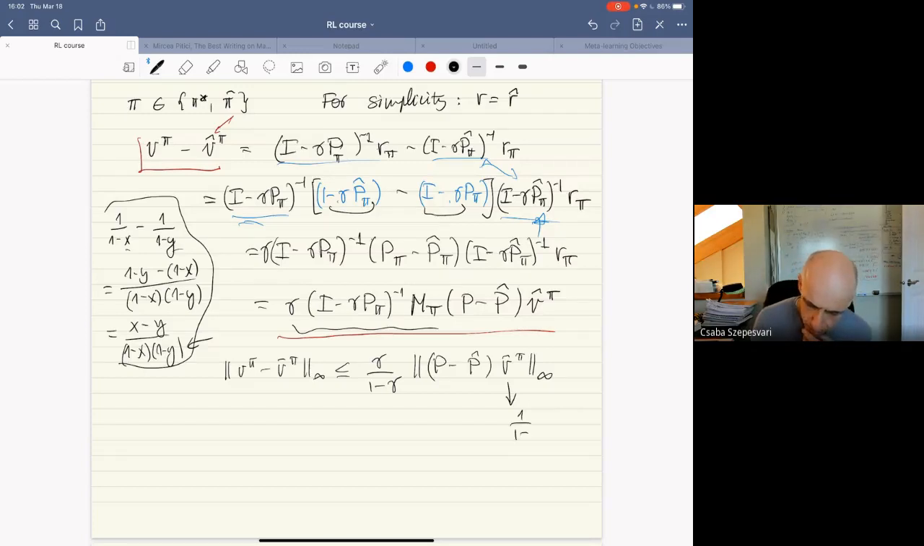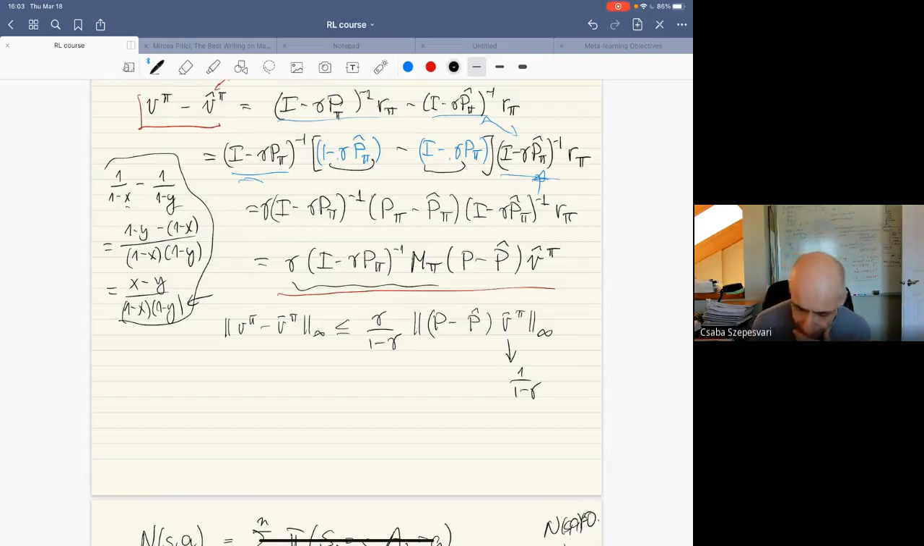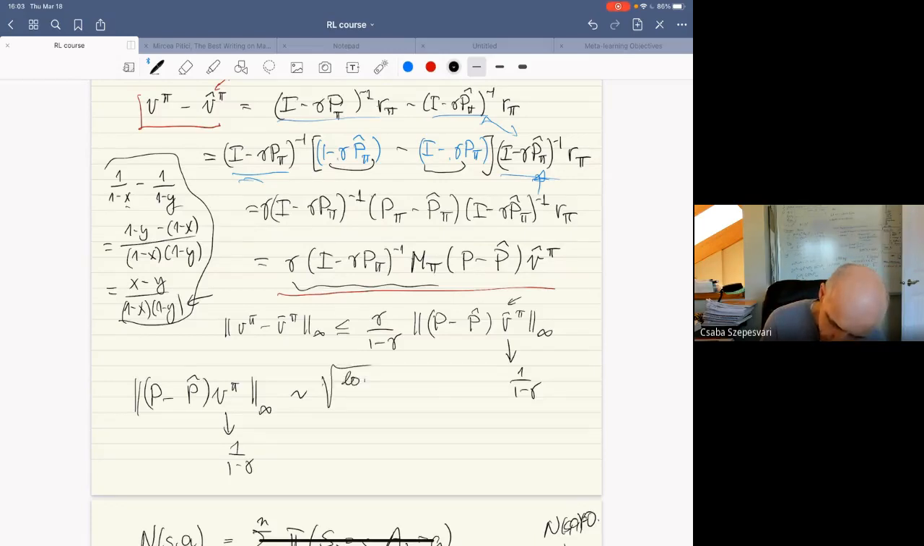This guy is of the order of 1 over 1 minus gamma. And so with n observations in each of the state action pairs. If we didn't have the hat here, it would be a little bit simpler. So let's just cheat a little bit. So this guy here is of order 1 over 1 minus gamma. Then this is going to be of order, well, we have to apply a union bound over all state action pairs. Okay, so the error probability is zeta. So this holds with probability 1 minus zeta. This is of this order.